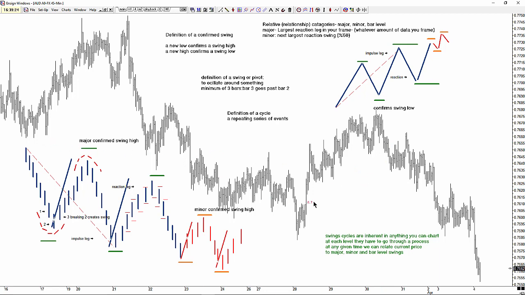So we'll come back to this in the next video and put some median lines and define some of this. In the meantime, you can take a look at it, see if you can find the major swing and the minor swing as defined here.